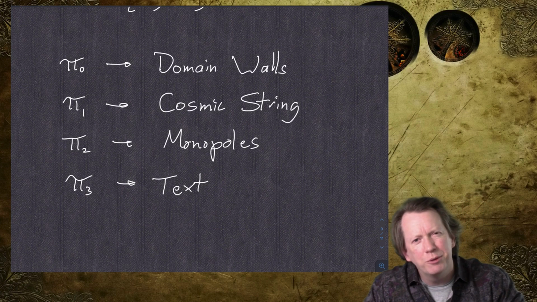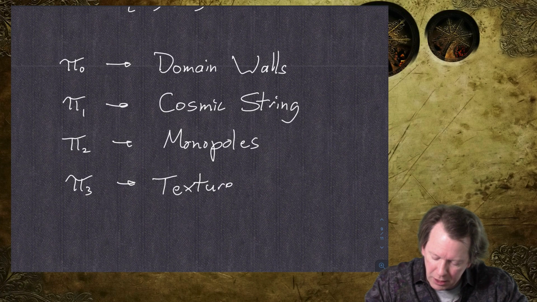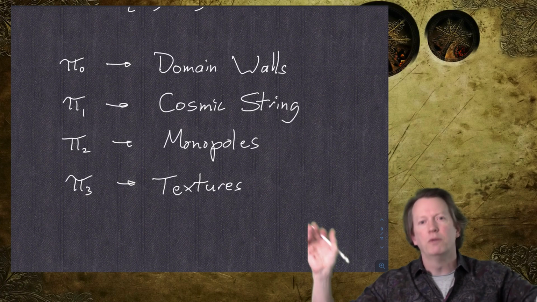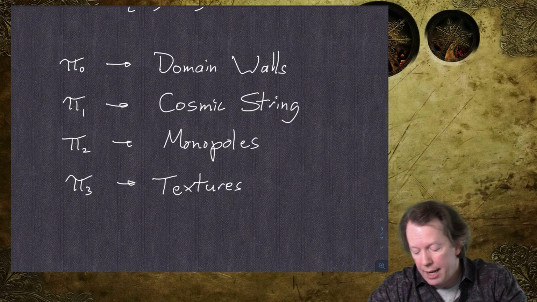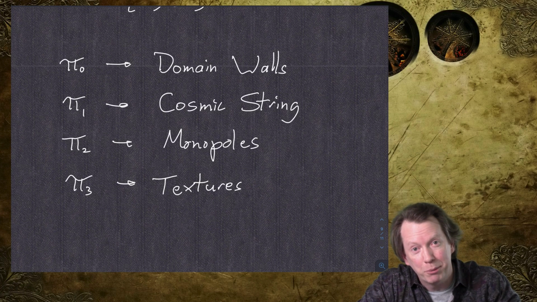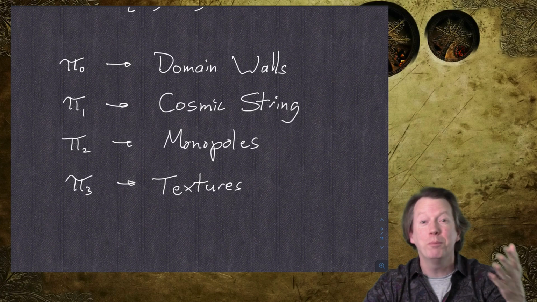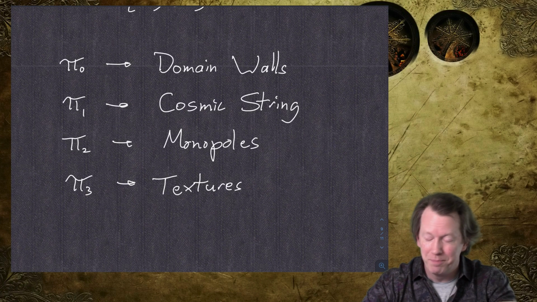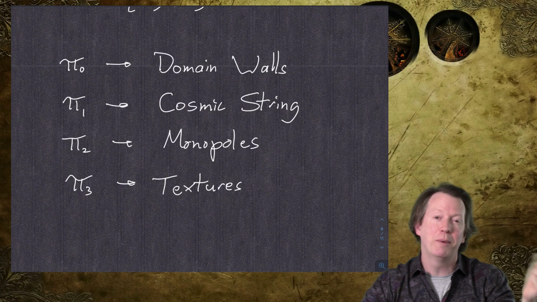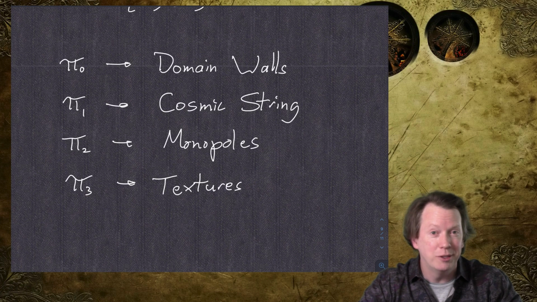Textures are not quite as respectable as the other ones, naturally, because they can sort of dissolve away. In physical fact, they're not stable like the other ones are. And so, of course, I wrote several papers about textures. In fact, I wrote a whole paper doing nothing but calculating the homotopy group pi 3 of different spaces so you could figure out whether or not different field theories gave rise to textures.